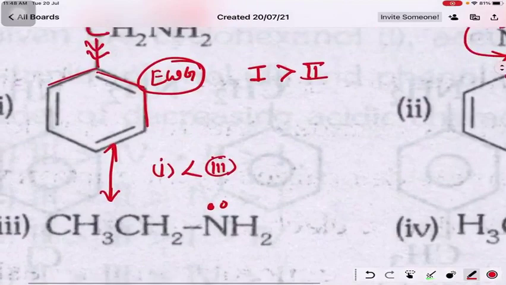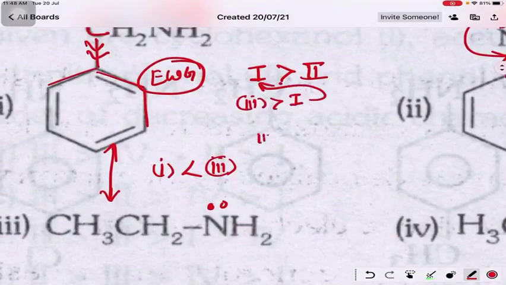So we can arrange them. 3 is a stronger base than 1, and 1 is a stronger base than 2. So our overall order is 3 is stronger than 1, which is stronger than 2.